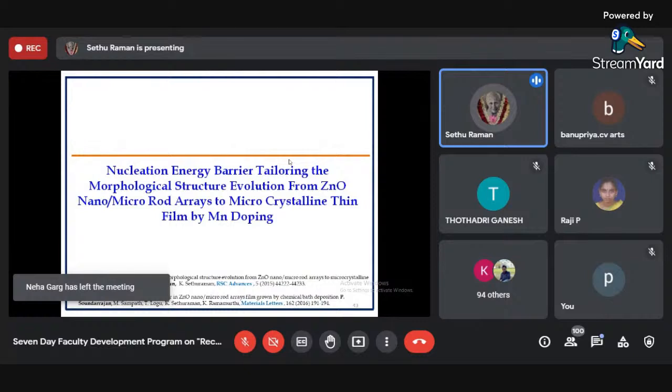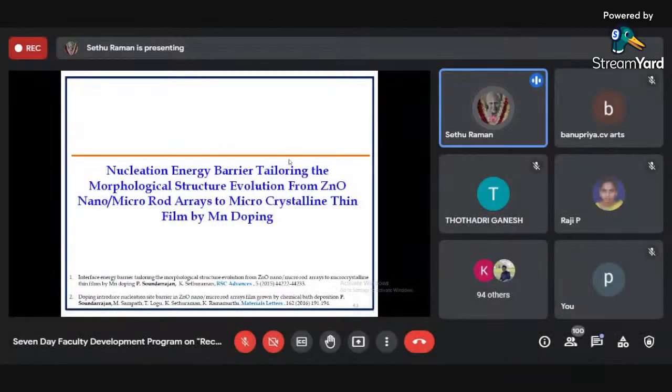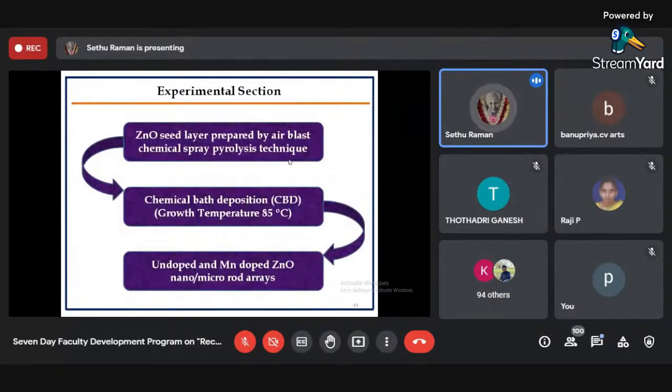Another approach is that instead of a seed layer, we have just introduced the doping concept. Once doping is introduced, what really happens to the zinc oxide nanorods? How are the zinc oxide nanorods converted into microrod arrays with respect to M doping? How is the nucleation energy barrier inducing the growth of ZnO nano and microrod arrays? We will see that one by one in this chapter.